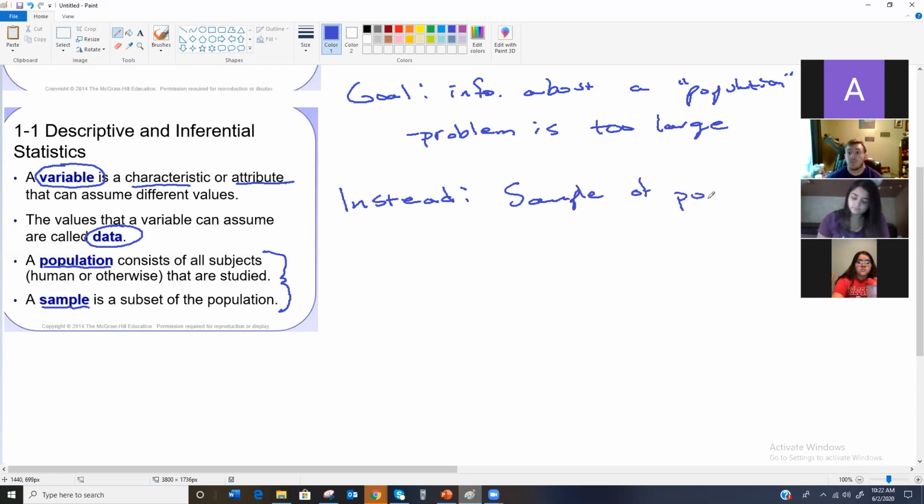So you take a sample of the population, and your goal is that this sample will be a good representation of the population. So say you're sampling people, and it's a general population of people, so it should be approximately 50-50 male and female. You would hope that your sample would come out about the same.